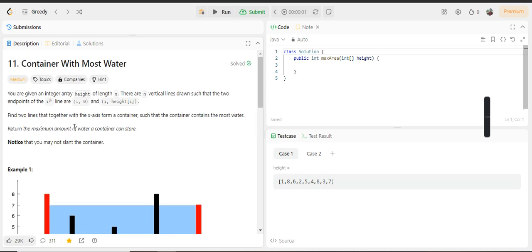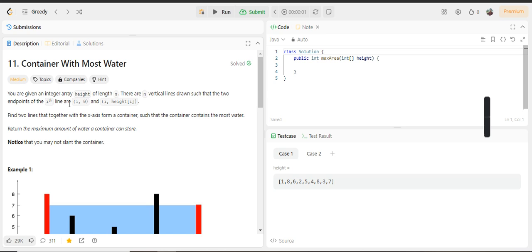Currently we are recording. We are solving the question Container With Most Water. Let's first read the question and understand it, and then we will figure out what the solution will be, and then we will do the code.